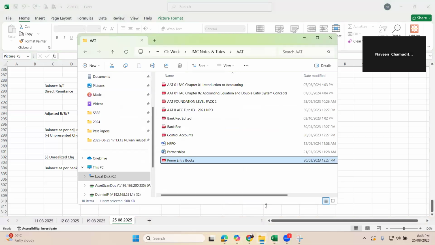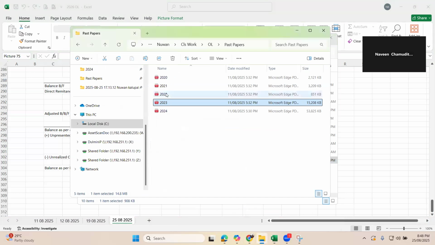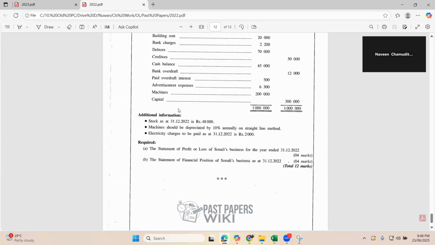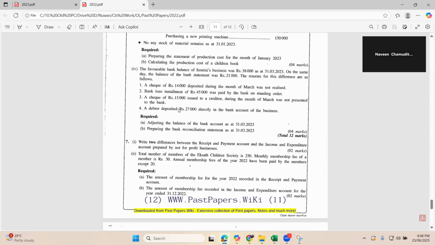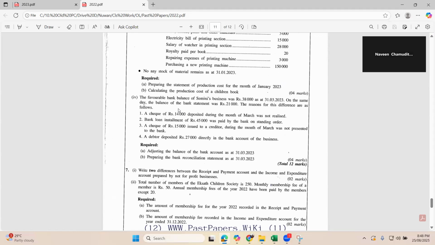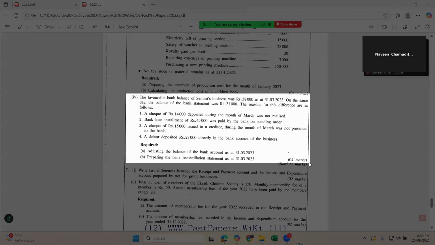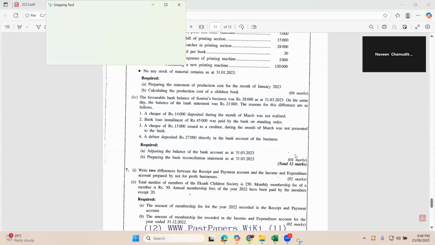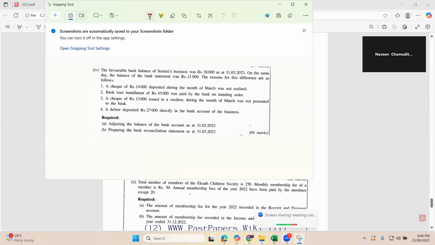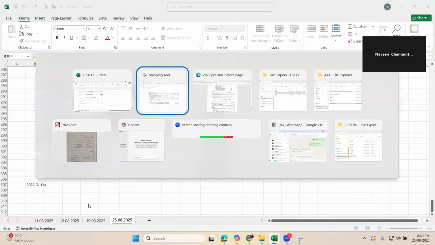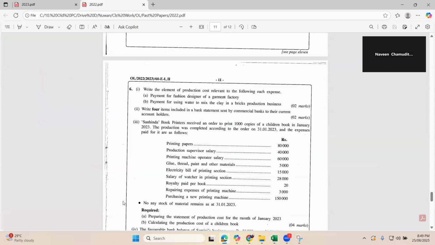We can do one more question for the day. An easy one, 2022 past paper, 2022 O level question number 6-4.